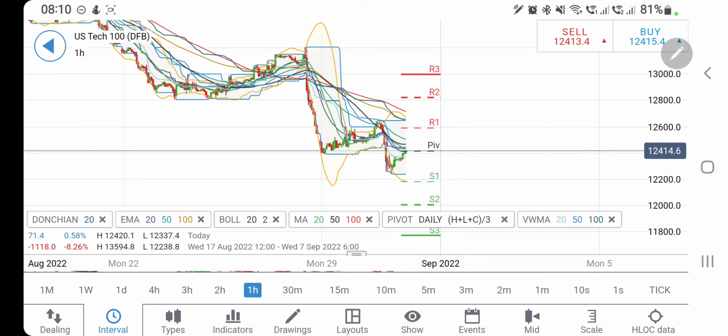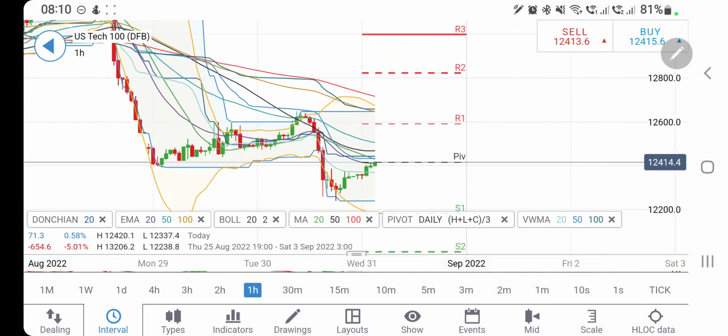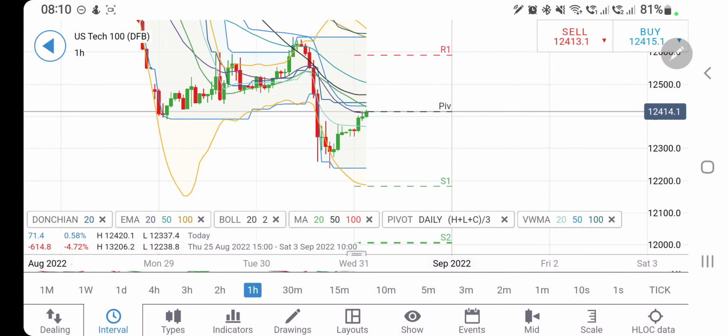The reversal confirmation now is if it trades sustaining above 12,600, you can consider that it is trying to reverse. Then I look forward to 12,800, which is the next stronger resistance zone. And now let's come back to the nearby charts.